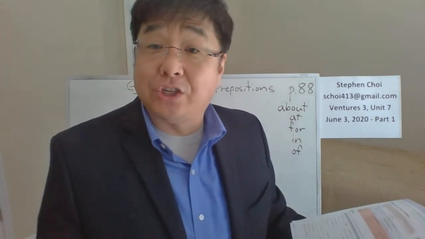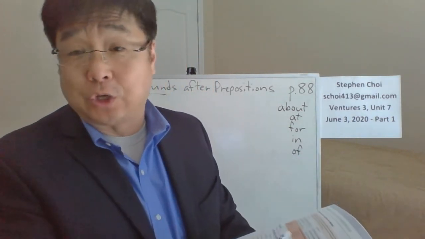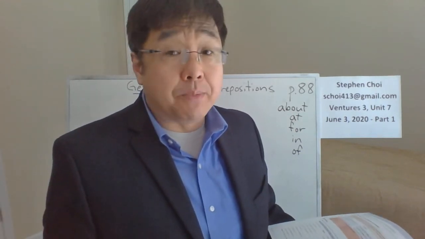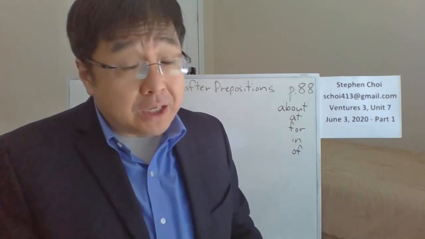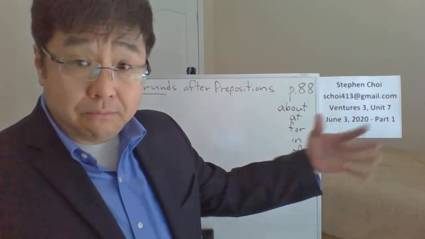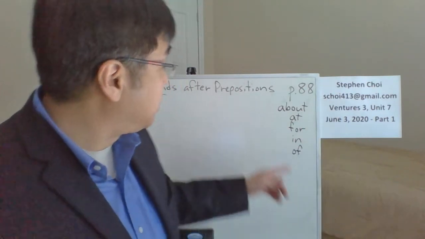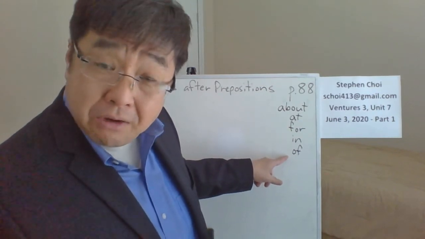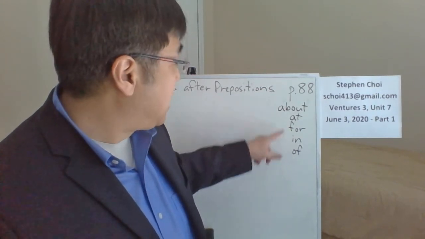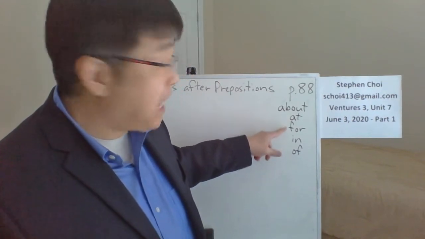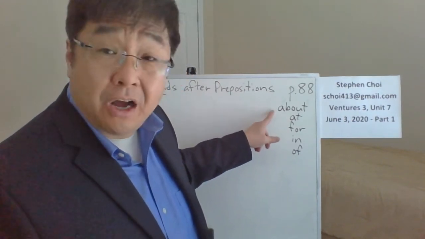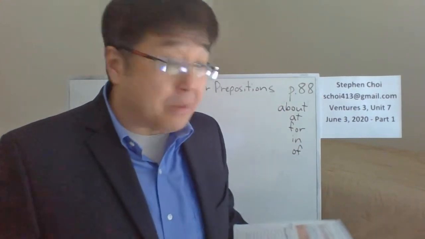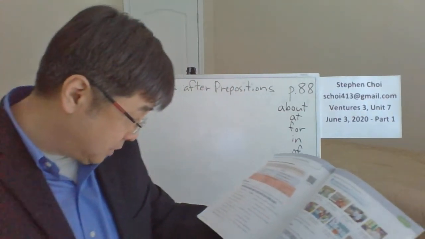What's the next one? Interested in. This is almost exclusively for that in. I am interested in buying a new car. I'm interested in learning English. I'm interested in learning to drive a car. So it's interested in. I am interested of buying a car? No. I'm interested at buying a car? No. I'm interested for buying a car? No. I'm interested about? Maybe, but it's in. That's the best one.